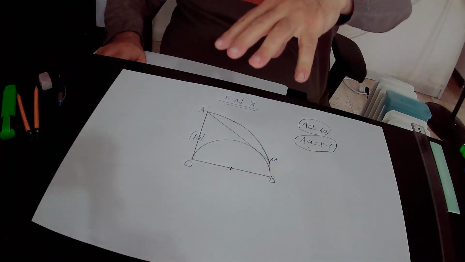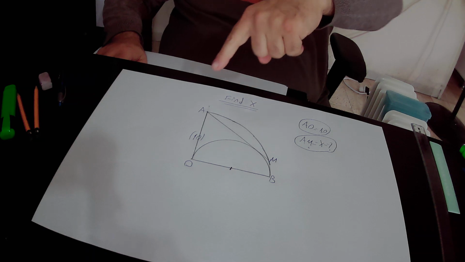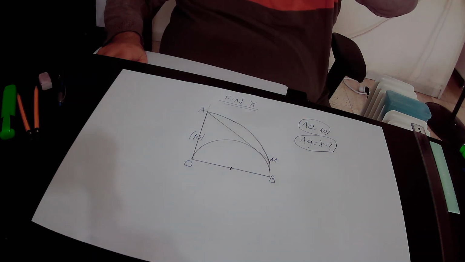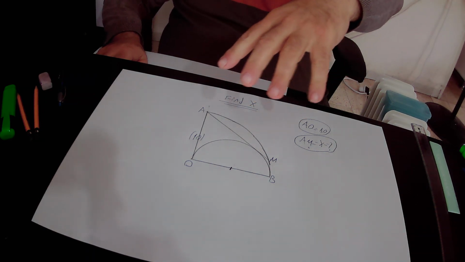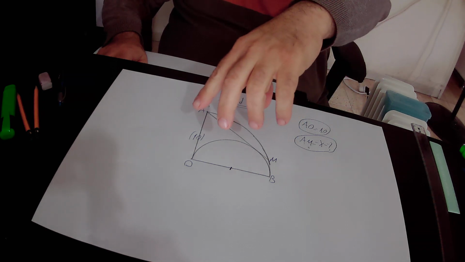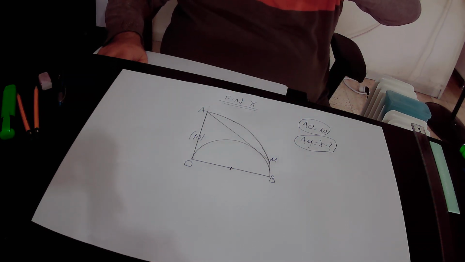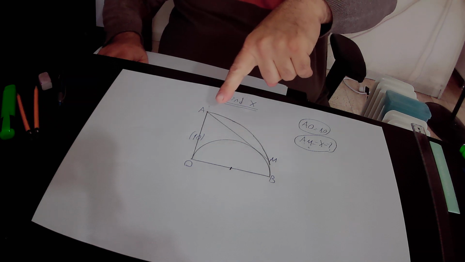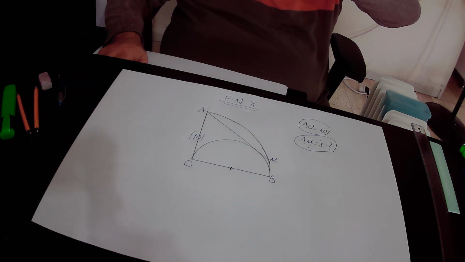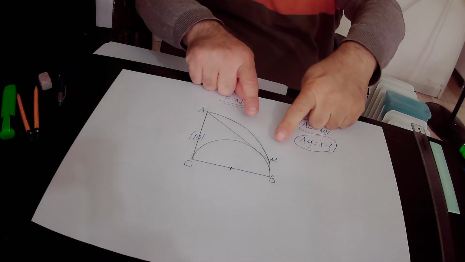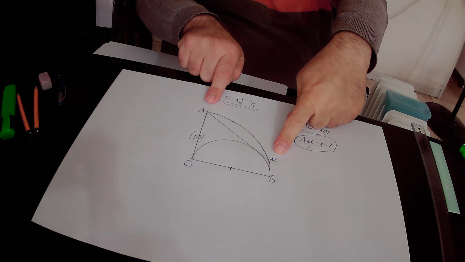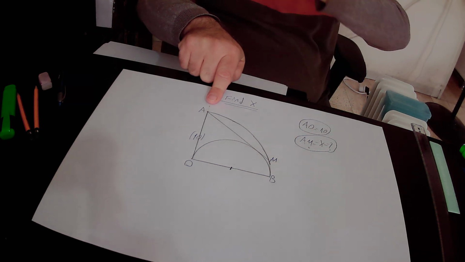Hello, in this lecture we find out the length of line segment X. In the drawing we have a quarter circle, AOB is a quarter circle. Inside this quarter circle we have a semicircle, and we also know that side AO equals 10 units in its length, and our mission is to find out the length of this line segment AM, which is equal to X.